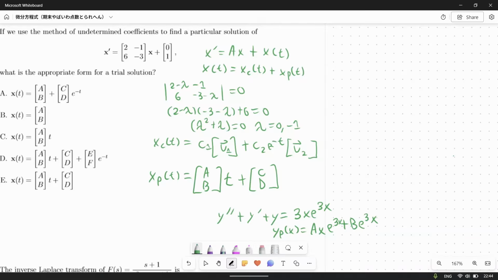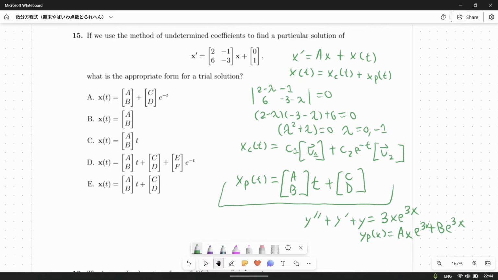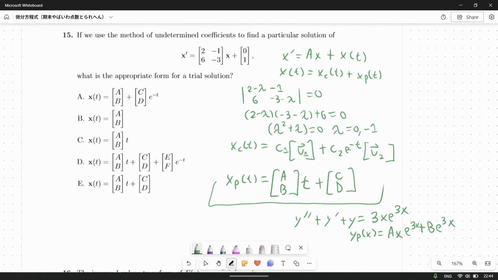So anyway, as a result, this is going to be our final guess, or our final trial solution, the appropriate form of the trial solution. So we can compare this with our answer choices and we can see that it matches up with E. So the answer to this question is going to be E.